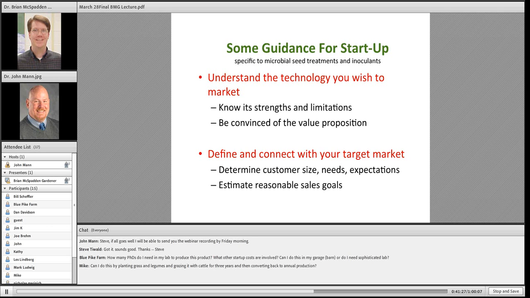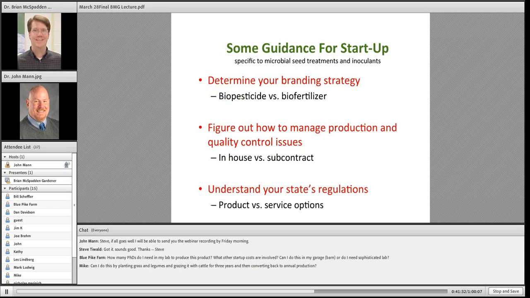Once you understand your target market and your potential customers, you need to establish reasonable sales goals and determine your branding strategy. And here I would say that there is a fuzzy line that exists right now in the marketing of microbial seed treatments. There are products that have the same active ingredient that are being sold as a biopesticide. To do that, that means that the company has paid for the US EPA to review the health and safety of that product, which is a prerequisite for claiming disease control. Other companies are using the same active ingredient but not making specific claims, but are only highlighting the fact that application of the microorganism consistent with that ecological model that I showed you simply provides for a healthier environment and higher yields.